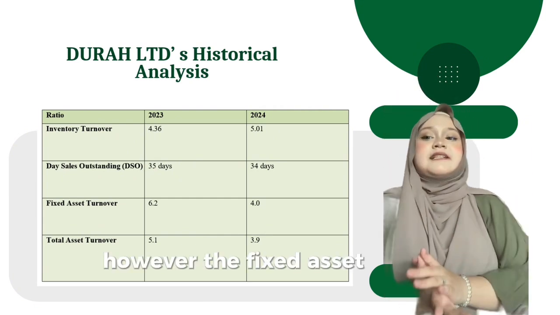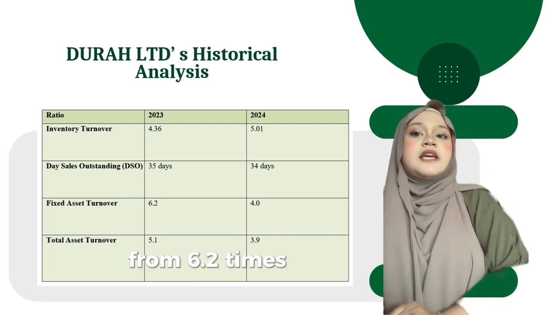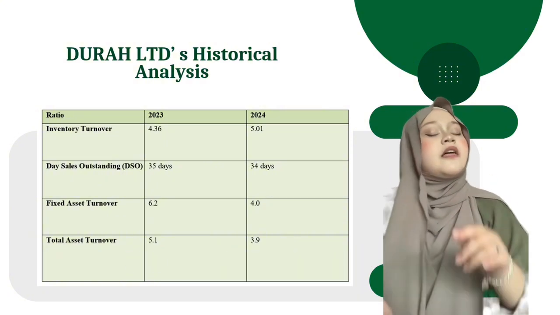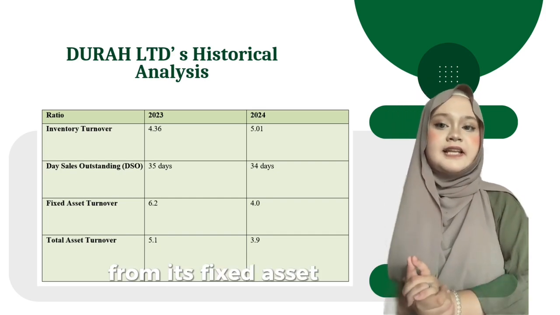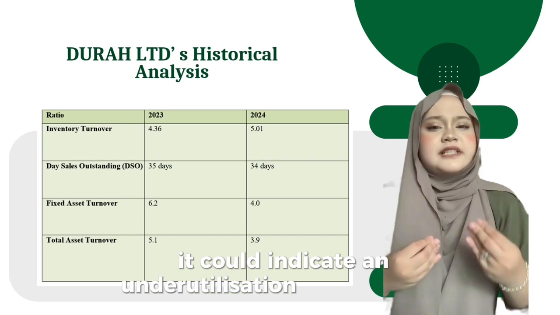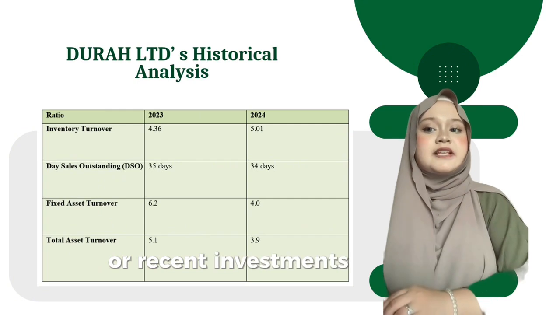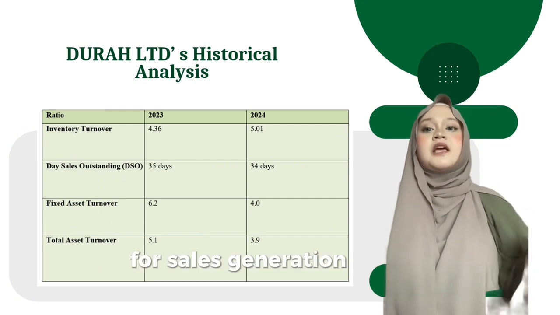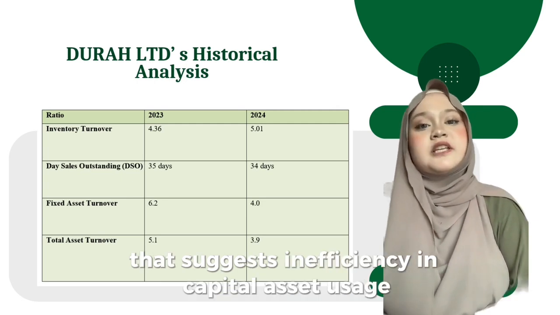However, the fixed asset turnover ratio declined significantly from 6.2 times in 2023 to 4.0 times in 2024. This shows that the company generated less revenue from its fixed asset like property, plant, and equipment. It could indicate an underutilization of production capacity or recent investments that have not yet been optimized for sales generation. This is a negative trend that suggests inefficiency in capital asset usage.